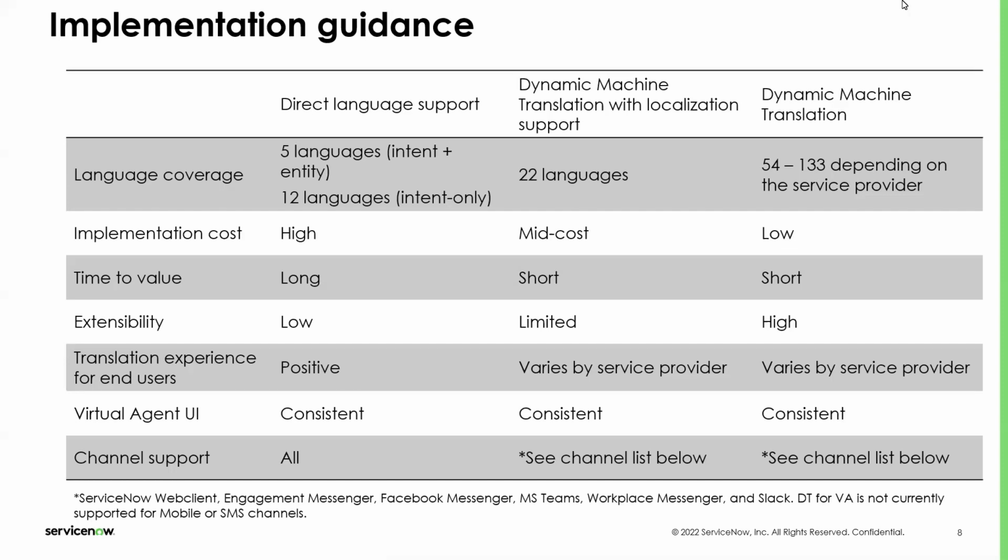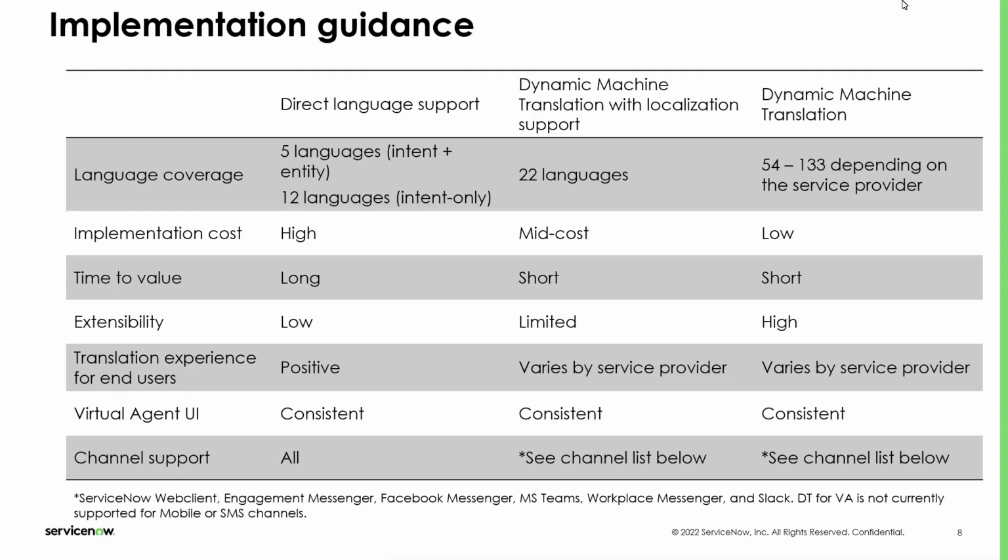What you'll be doing is you'll be installing the additional language plugins, and then you will be turning on dynamic machine translation for those languages over and above the primary languages that you've deployed using the direct language approach. So the time to value is fairly short. Again, just the time that it would take to install those plugins and then turn on dynamic machine translation for those additional languages. The extensibility is still somewhat limited in that we support up to 22 languages today.